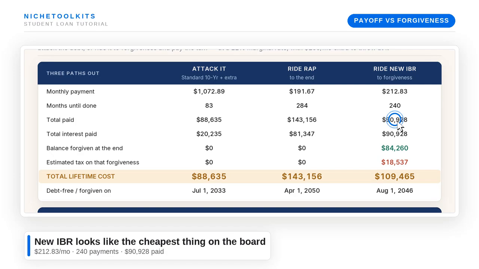Chapter 4. Payoff versus forgiveness. 3 honest paths. Ride new IBR to forgiveness. $212.83 a month. 240 payments. $90,928 paid. On paper, the cheapest thing on the board.